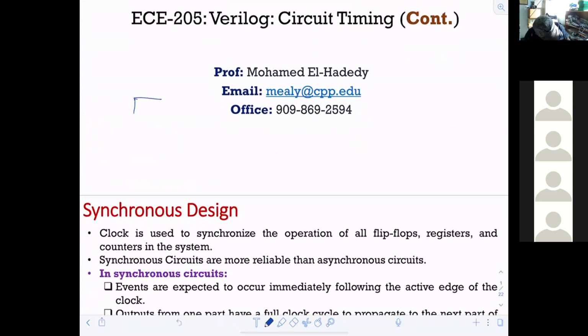Here is my clock, right? And the clock is what? Repeating itself.